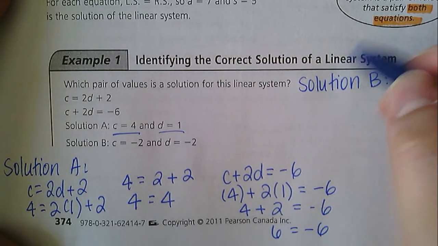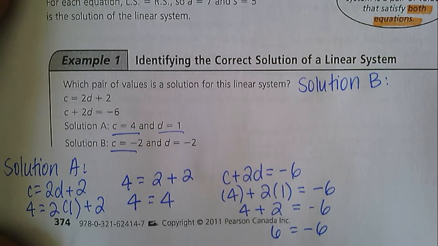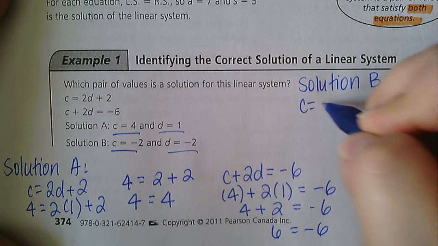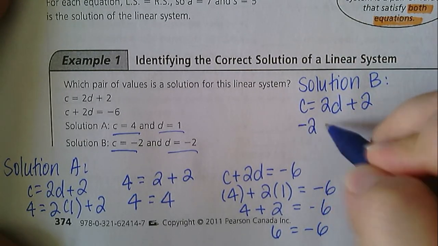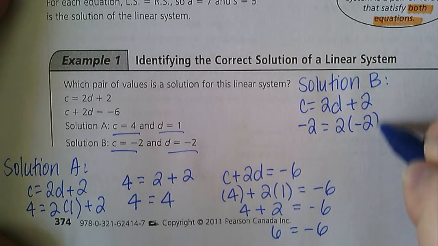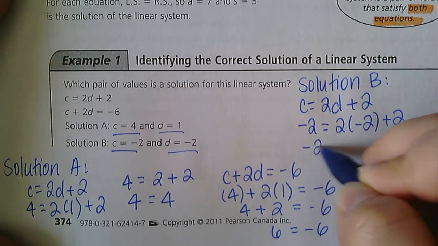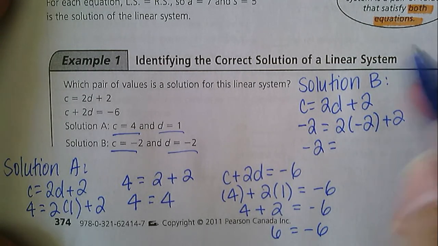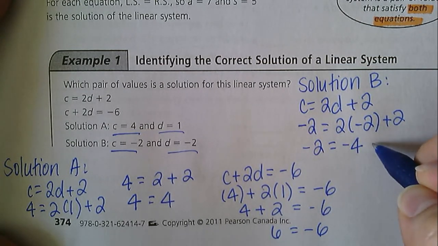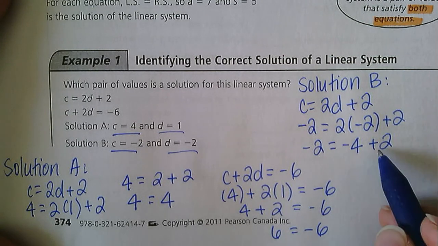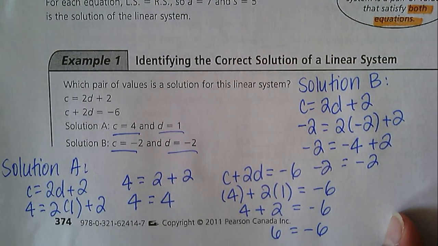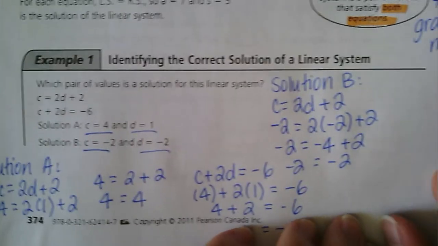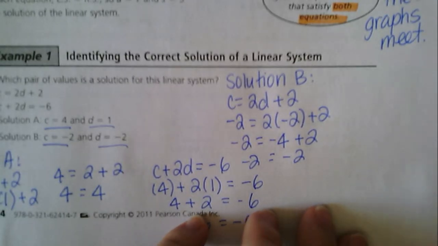Okay, so for solution B, we're going to be using negative 2 for my C value and negative 2 for my D value. So C equals 2D plus 2. That means negative 2 equals 2 times negative 2 plus 2. Negative 2 equals 2 times negative 2 is negative 4, plus 2. Negative 4 plus 2 is negative 2. So we end up with negative 2 equals negative 2. So that worked. Let's try the other equation.